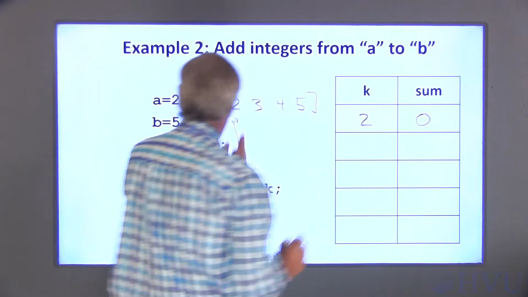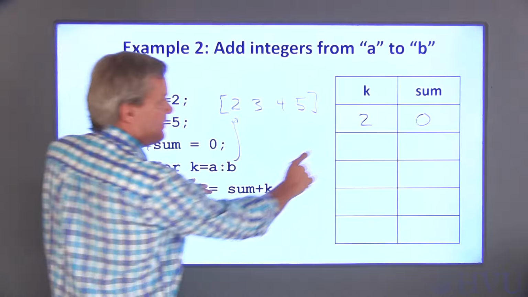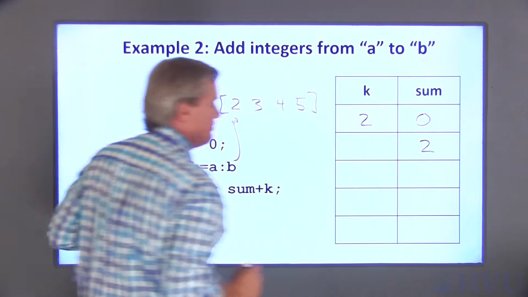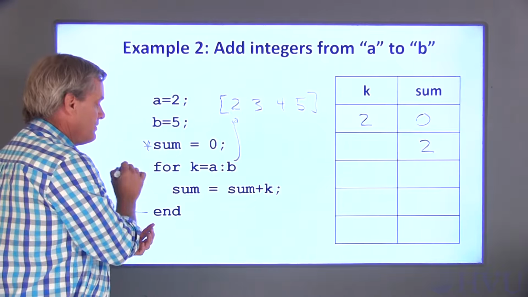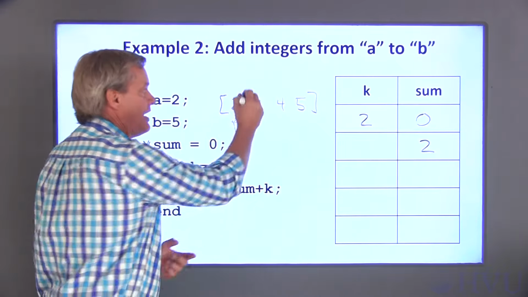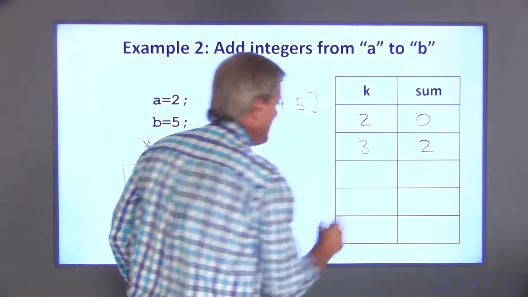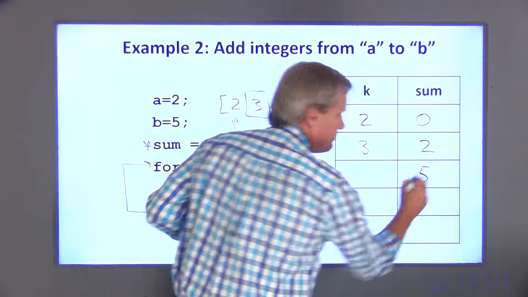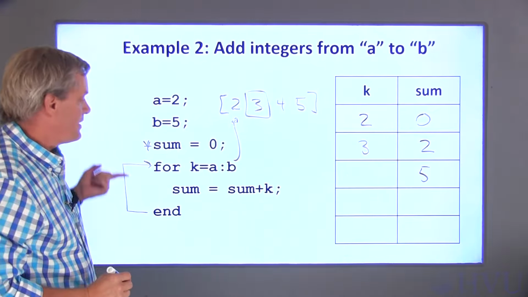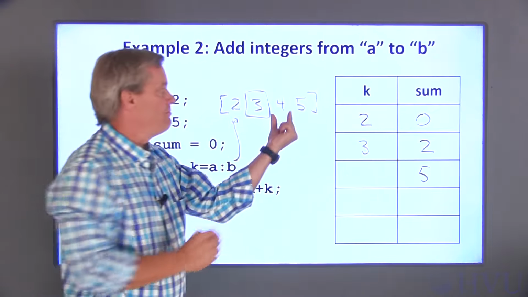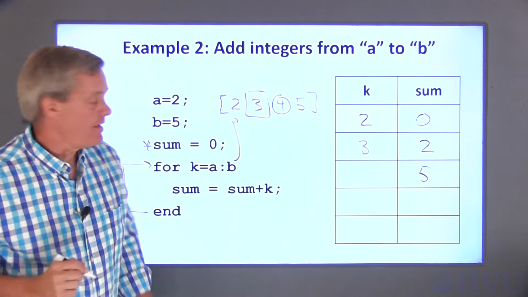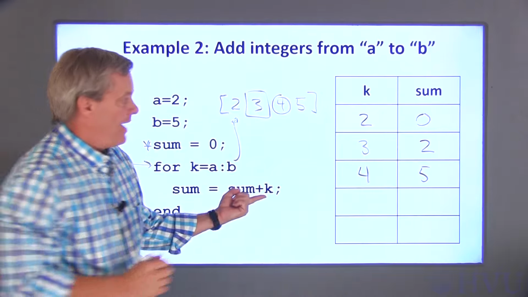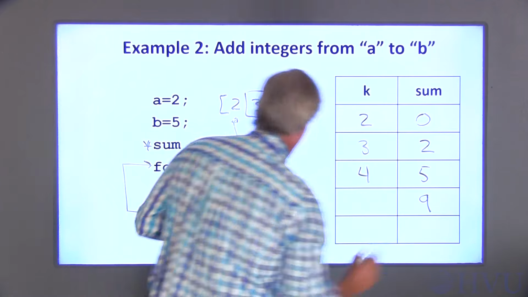K is 2. Inside the loop, I add the values of sum and k and set that equal to sum. 0 plus 2 is 2. I hit the end statement. K takes on the next value in the loop. K is 3. I add k to the old value of sum. 3 plus 2 is 5. Hit the end statement, go back up to the for statement, move to the next element in this array. So now k is equal to 4. This adds 4 plus 5 to get 9.